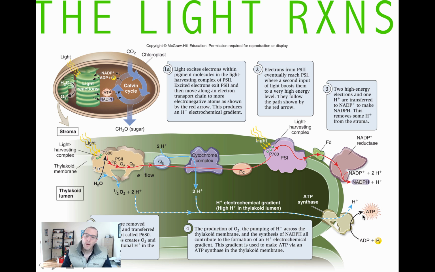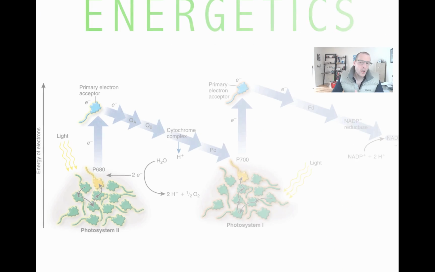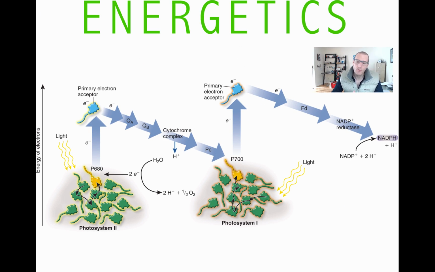And so the point of the light reactions is to use electrons from water to create a proton gradient to make ATP, and to use electrons from water which get excited by the photosystems to make NADPH. Those are the functions of the light reactions. Let's take a quick look at the energetics of these electrons. It's really important to understand how the energy of the electrons changes as we look at the electrons moving through the photosystems and the electron transport chain.